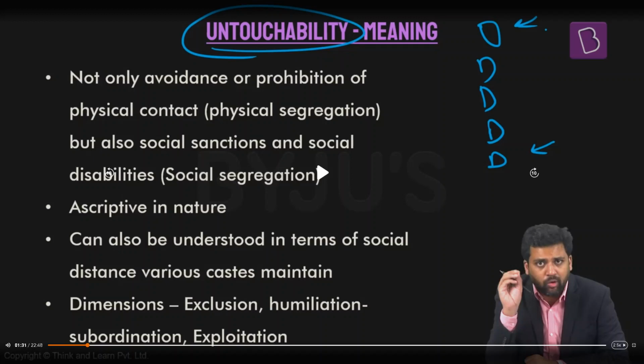Some of them might be engaged in agriculture. Some of them might be engaged in primitive form of agriculture. Some of them might be engaged in herding of animals. Some of them might be engaged in fishing. Different kinds of activities they're engaged in. So there's massive amount of diversity. So it becomes very difficult to classify who all are tribes and who are not.